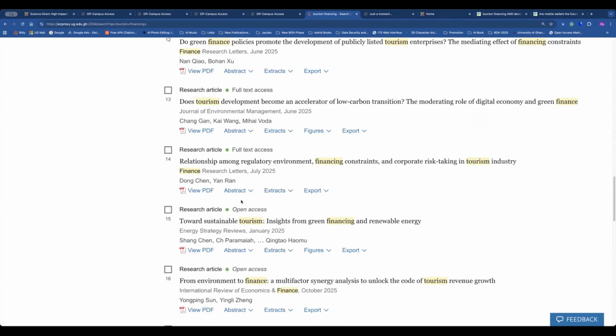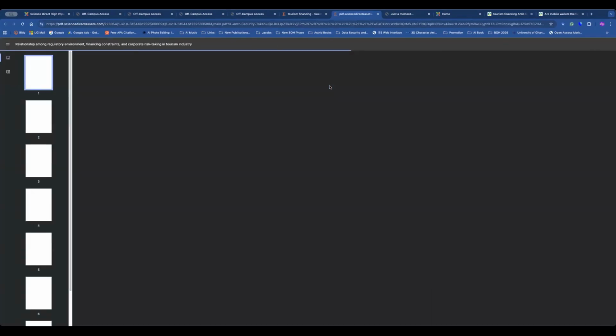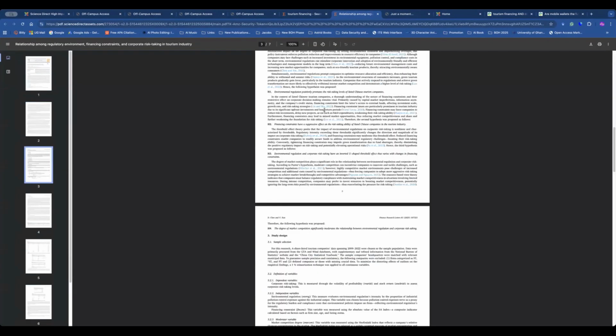And because I went through the system, I can download, for example, "Relationship among regulatory environment, financial constraint, and corporate risk taking" in this one. So view PDF. The PDF is available. Good. And I can download the PDF because I'm a member. I went to the UG platform and I have the paper here.